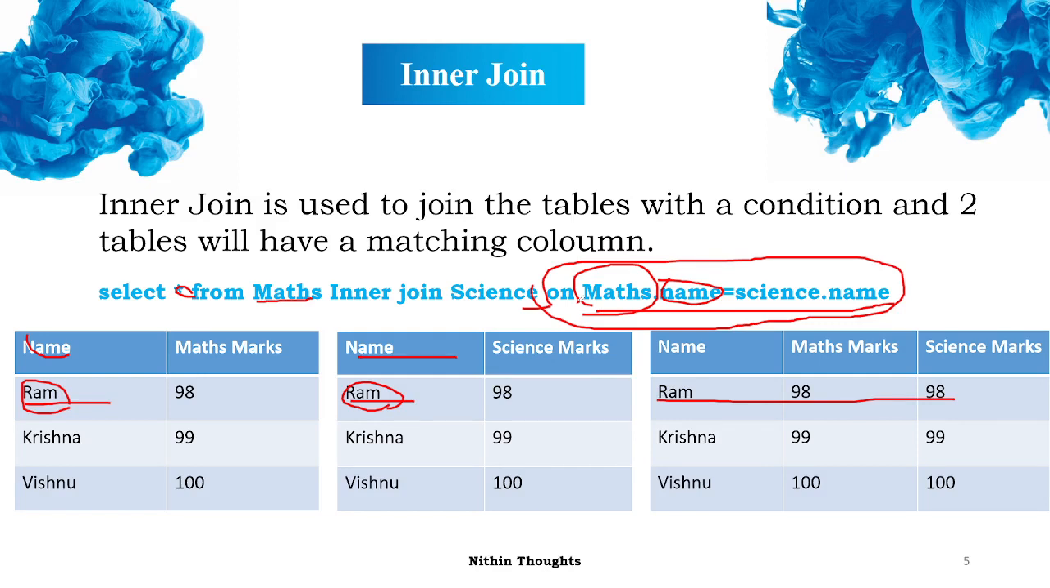Whenever the value inside the name column in the maths table is equal to the value inside the name column in the science table, whenever these two fields are the same, that will be returned first. Correspondingly, the other columns will also be joined accordingly. That is the concept of inner join. I think you got some idea of what is join and what is inner join.